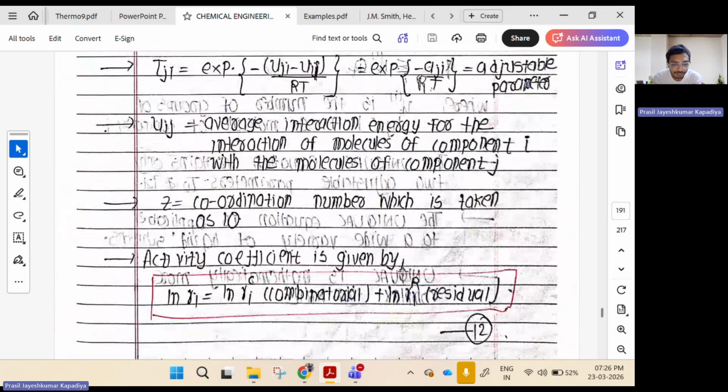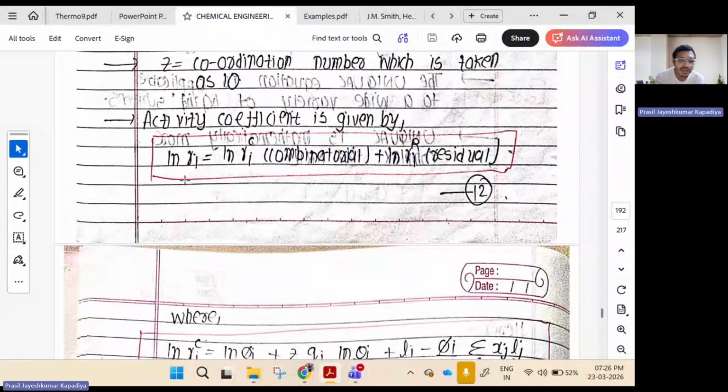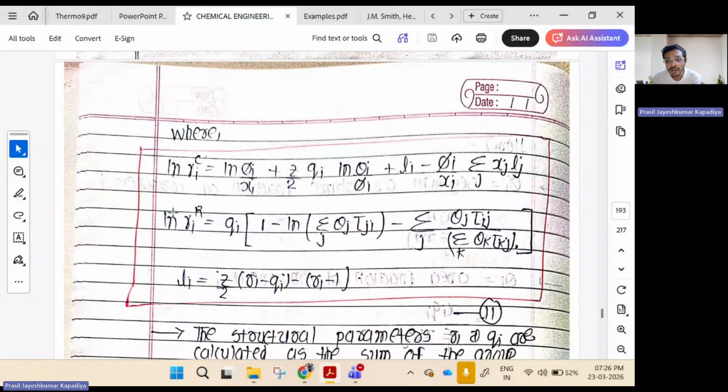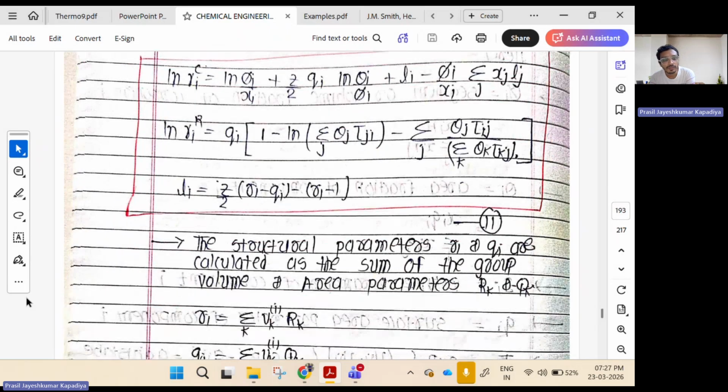So this is the combinatorial part and this is the residual part. And from this, ln gamma 1 is ln gamma 1 combinatorial plus ln gamma 1 residual. This is very complex. It looks very easy, but it is not. So this is the combinatorial part and this is the residual part.